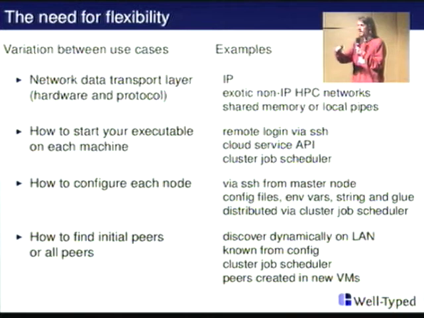So there's lots of different variations between these environments, and some of the axes of variation are: what network protocol we use, TCP, InfiniBand. How do you start the executable on each machine? Is it done by a job scheduler starting it for you, or is it done by you spawning something on a new node that's been just created? How do you distribute configurations of nodes? That varies between these environments. And how do you actually find the peers? Sometimes you create peers in a VM environment, in a cloud environment, and sometimes your peers are given to you statically. So there's all these variations, and we want to be able to deal with that in a sensible way.